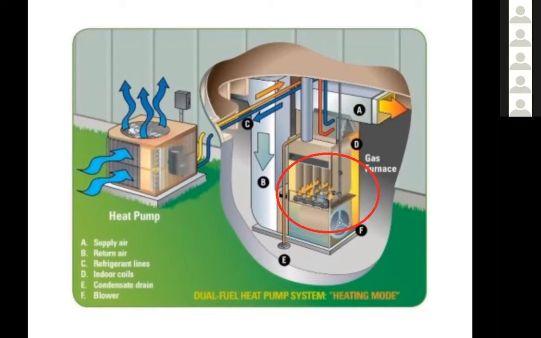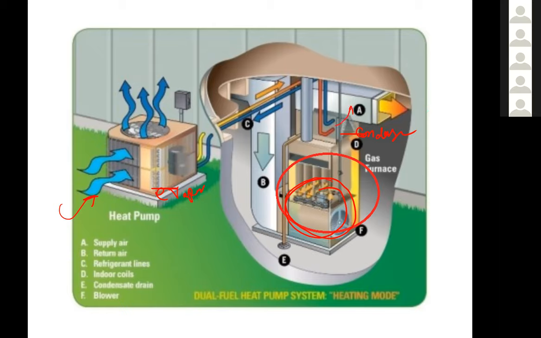So here is my system. Usually I have a furnace. I have my typical heat pump. So here at this point, I have my condenser. Here I have my evaporator. Heat is being removed from the outside through the evaporator. Then it's being compressed to the inside. Then heat is being released to the inside.